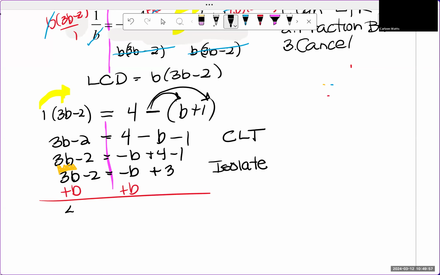So we get 4b minus 2 is equal to 3. Okay, can you see how we're on the downhill slide now? This is easy peasy. What do I do next? Add 2.